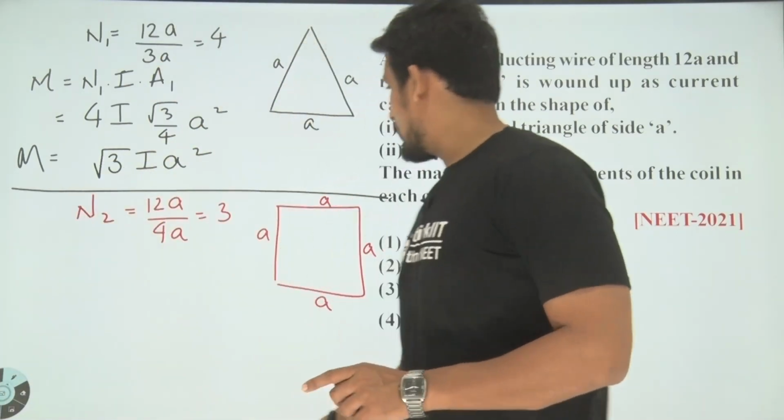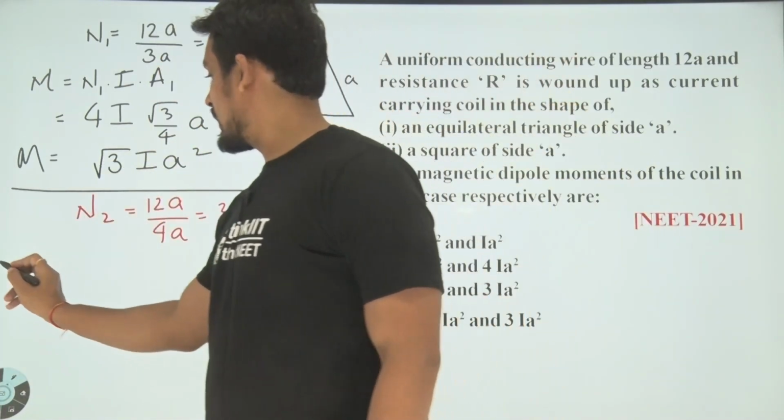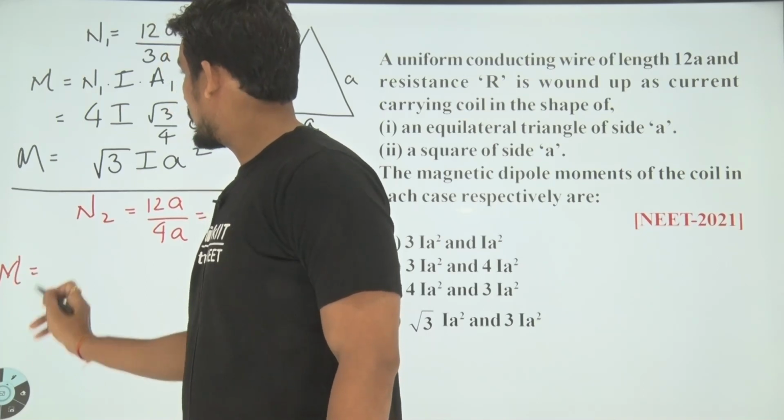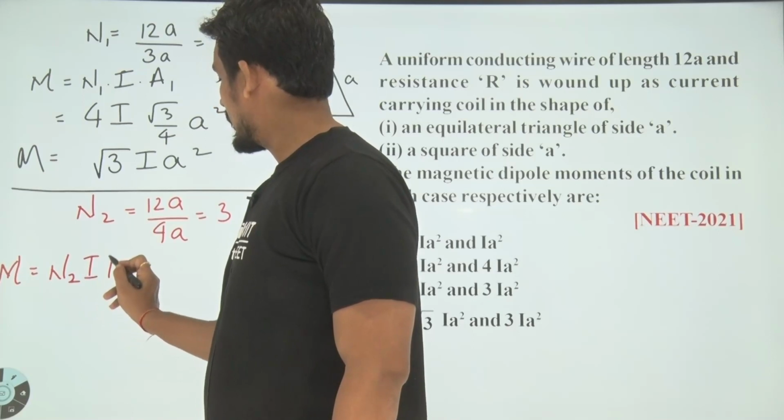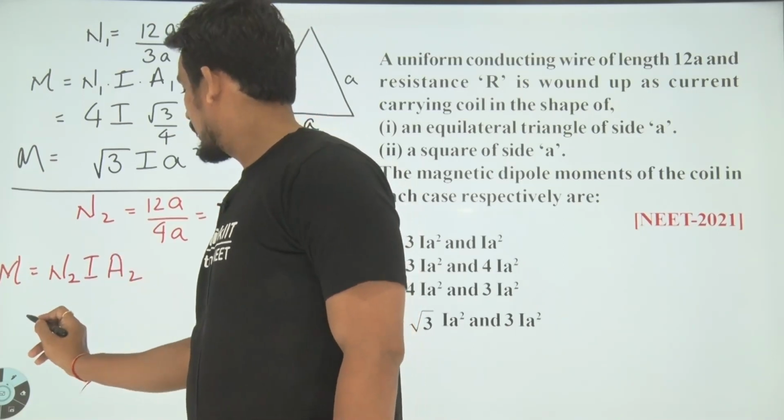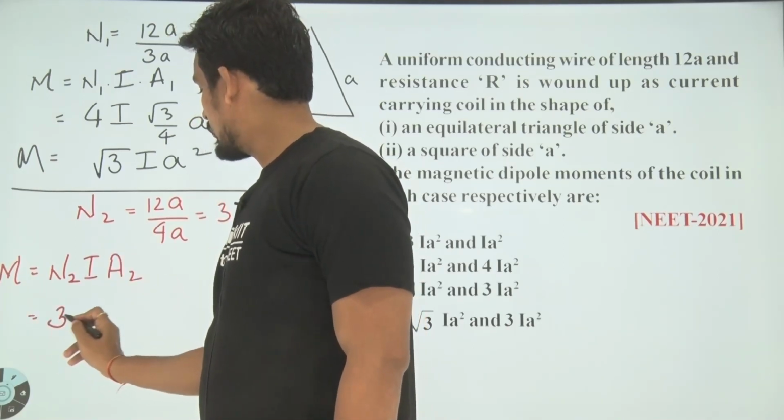So can I write down the value of magnetic moment over here like this? So magnetic moment is equal to N2 into I into A2. Correct? What is the value of N2? It is 3. What is the value of current?